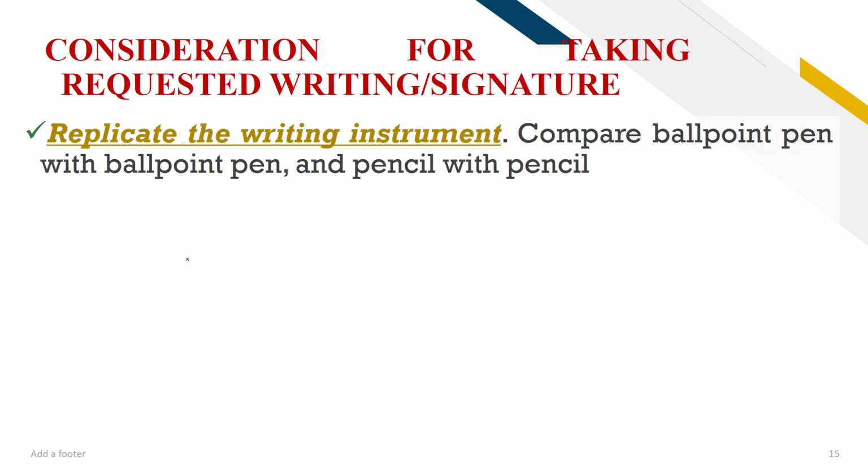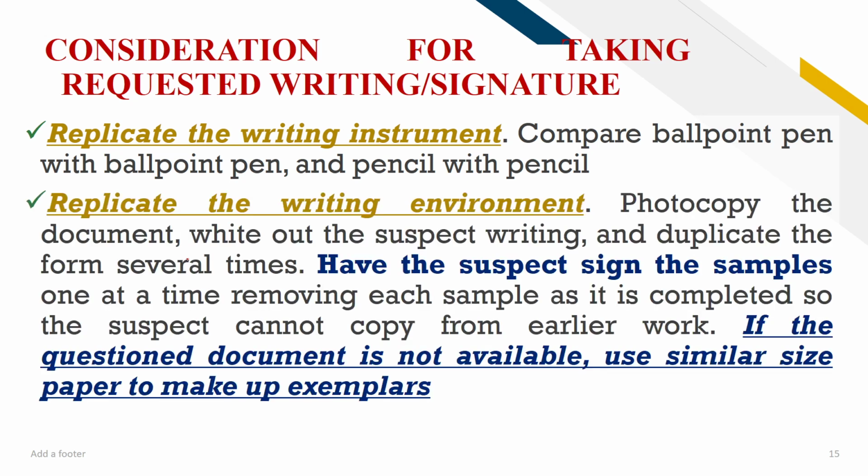So next, as what I've said again a while ago, replicate as well the writing instrument. If it is a ballpoint pen that has been used, utilize a ballpoint pen. If it is a pencil that has been used, same goes with it, you have to utilize a pencil. Or if the signature was done using a fountain pen, you have to also use a fountain pen with a similar brand if necessary, no? Replicate the writing environment, what I have said a while ago, no?